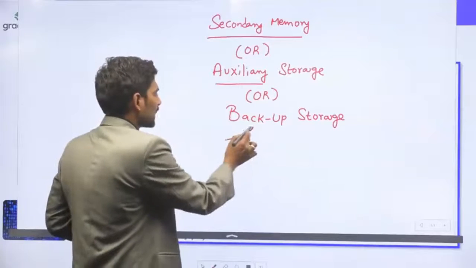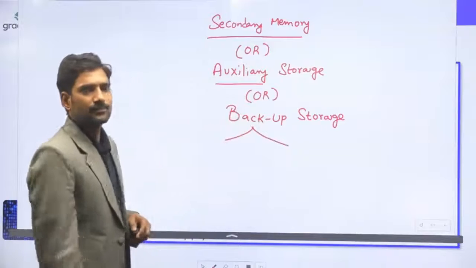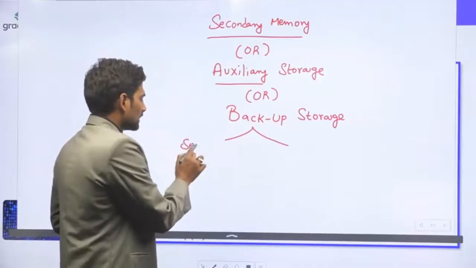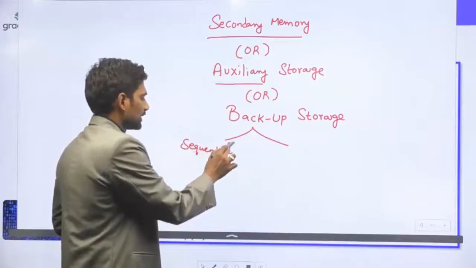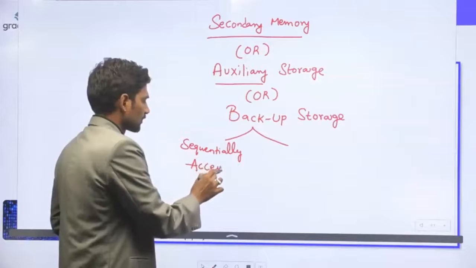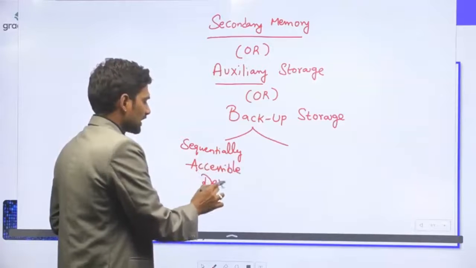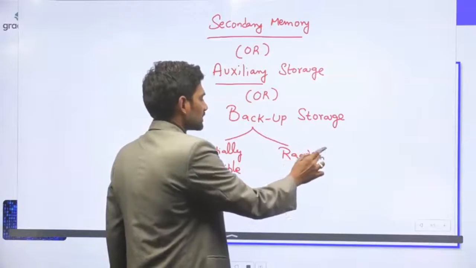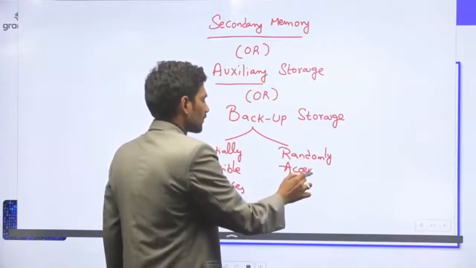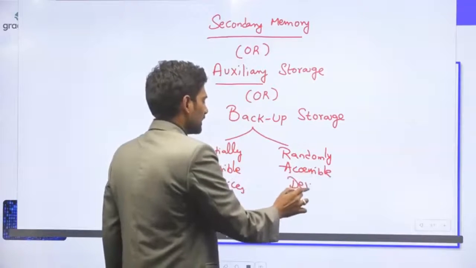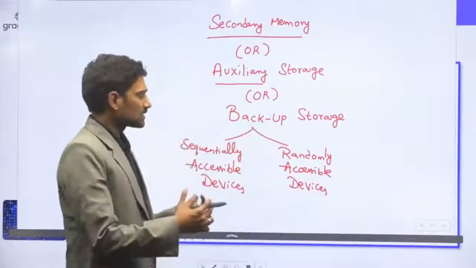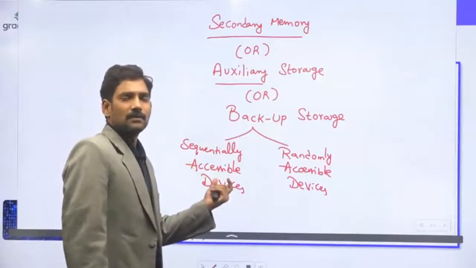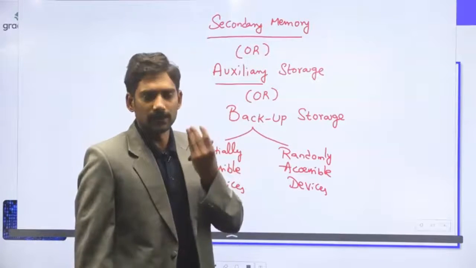Now, what are different types of secondary memory? Basically, there are two types of secondary memory. They are sequentially accessible memory devices, and randomly accessible memory devices. These terms are self-explanatory, isn't it? That means the data in this memory can be accessed in order.